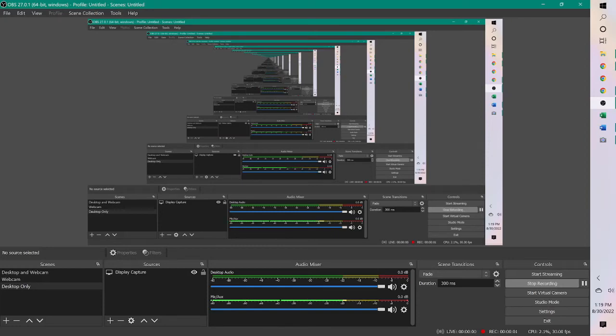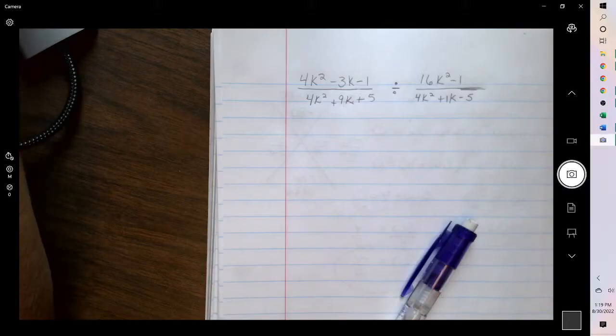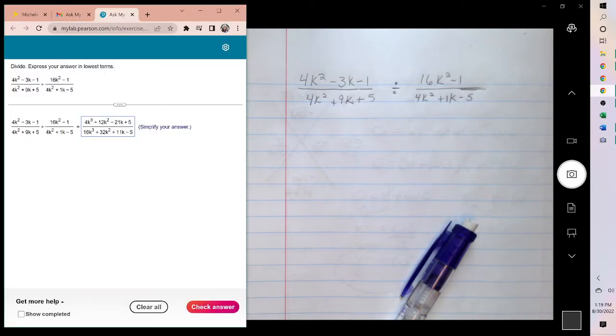Hello. For this problem, they want us to divide and express in lowest terms.